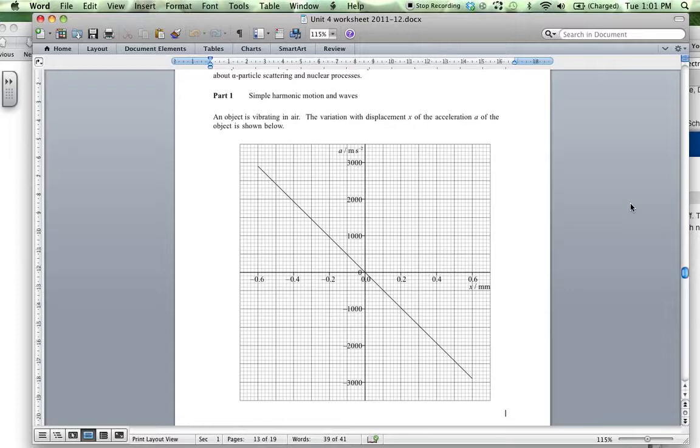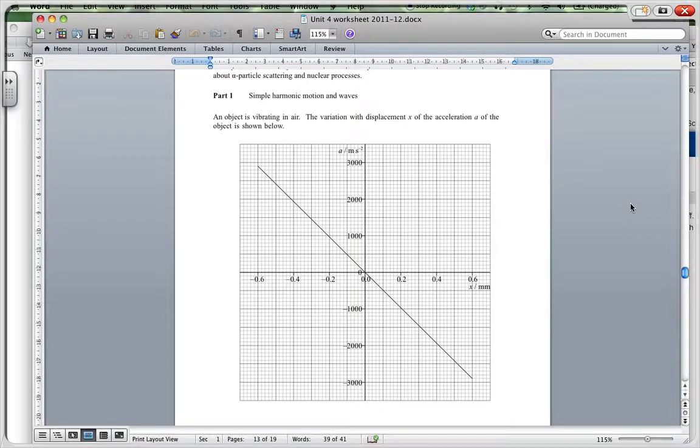Okay, so here we have our second question from section B. An object is vibrating in air. The vibration with displacement x and acceleration a of the object is shown below. So we have this graph, which we're going to be analyzing and using.